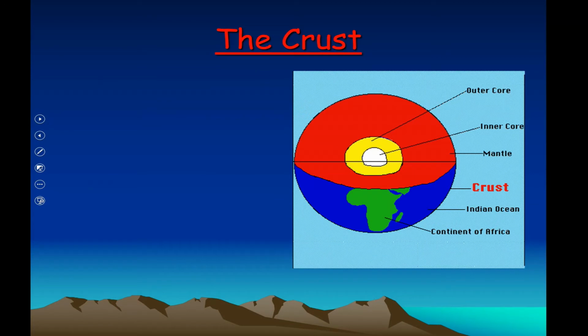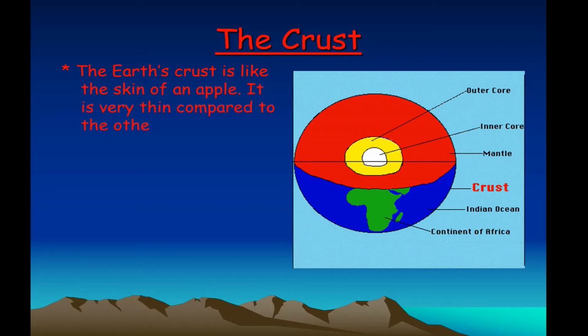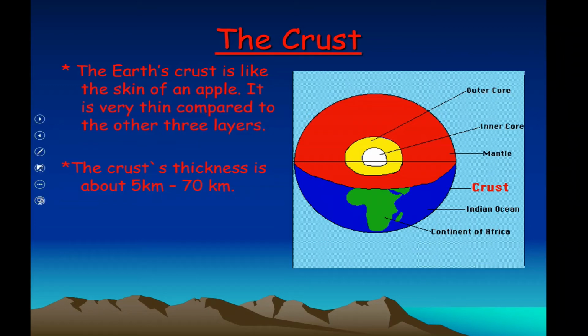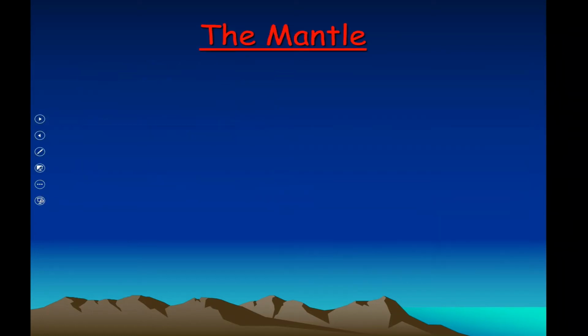So the first one is the crust. The Earth crust is like the skin of an apple. It's very thin compared to the other 3 layers. In an apple, when we compare its skin to the flesh which we eat, the skin is so much thinner. So also the Earth crust is very thin compared to the other 3 layers. The crust thickness is about 5 kilometers to 70 kilometers. We need these numbers only to compare the thickness of layers with one another.